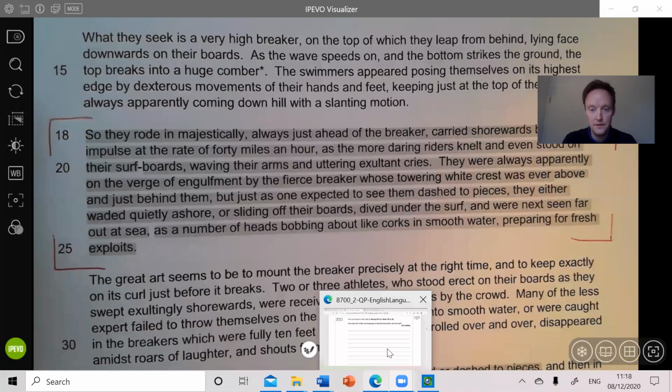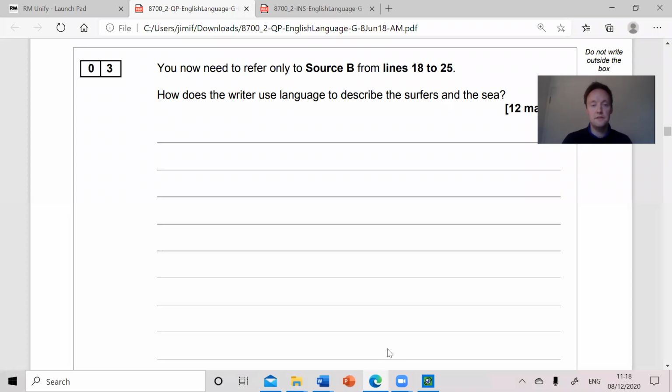Right, as I faff around, here we are. There is the question. You now need to refer only to source B from lines 18 to 25. How does the writer use language to describe the surfers and the sea?